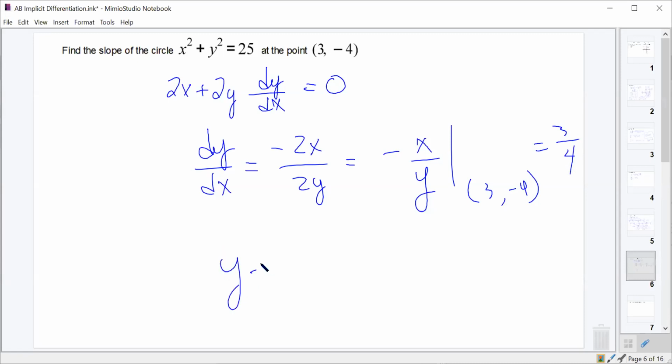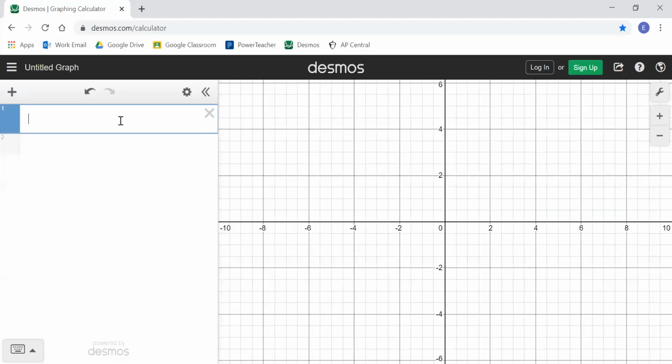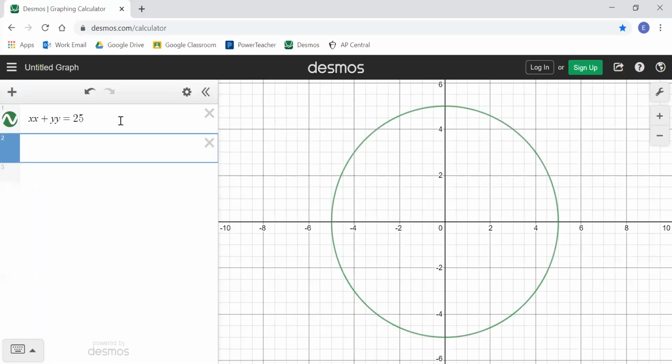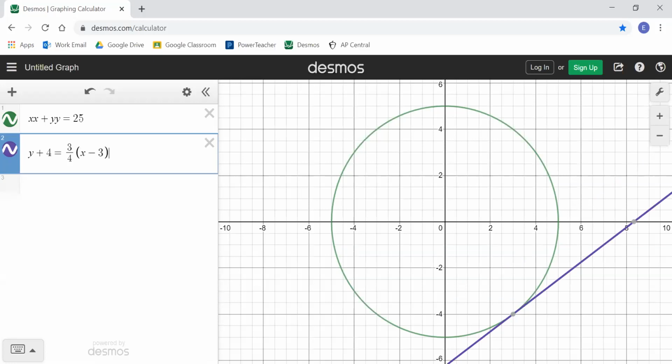And if we wanted to, we could have written in point slope form y minus negative 4, or y plus 4, equals 3/4 times x minus 3. I didn't ask you to do that, but that would be the equation of the tangent line at that point. X squared plus y squared equals 25, right? And then y plus 4 equals 3/4 times x minus 3. And we can see that's our tangent to our circle at the point 3, negative 4. Good or no?